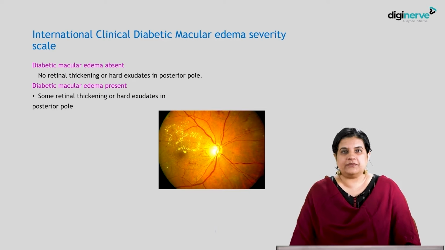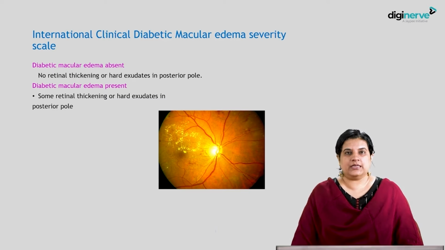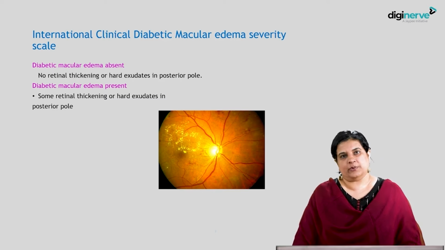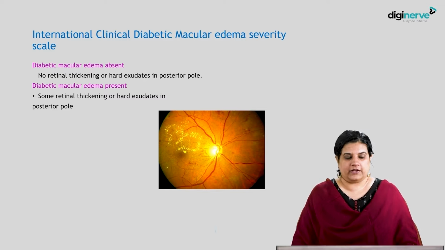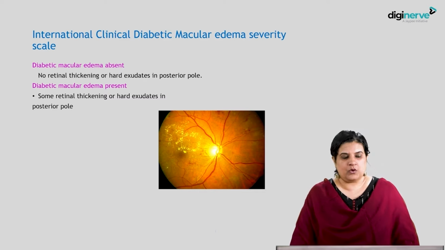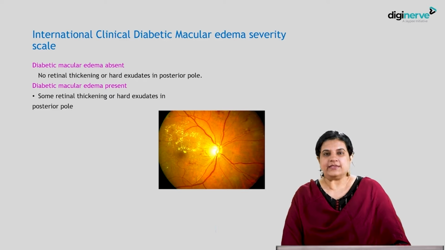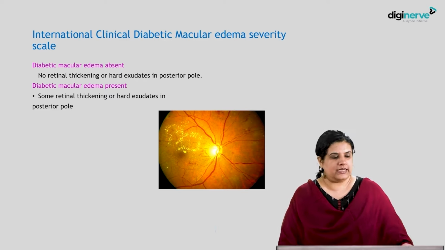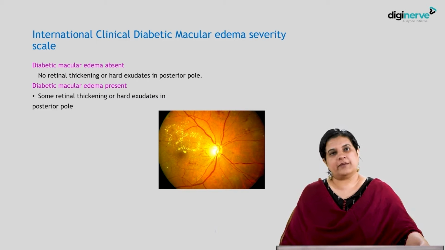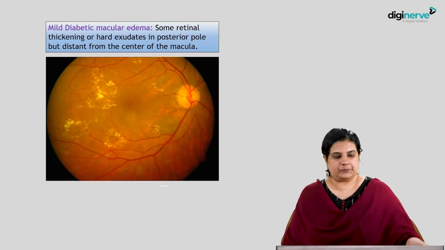There's another classification, which is the International Clinical Diabetic Macular Edema Severity Scale. That just tells you whether it is absent or present. If there is no retinal thickening or hard exudates in the posterior pole, that means diabetic macular edema is absent. On the other hand, if these are present at the posterior pole in whatever amount, it is called diabetic macular edema present. So in the image at the bottom, diabetic macular edema is present.